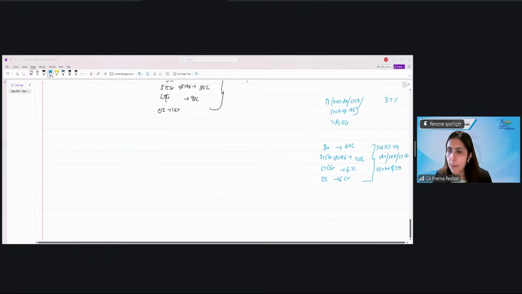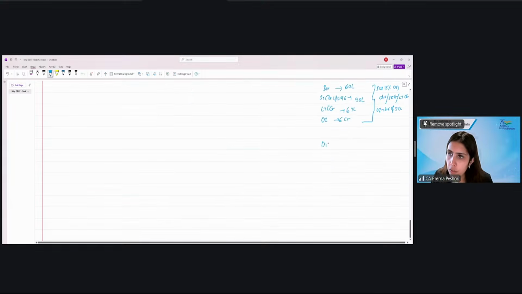Let us take one more example for this. Let us say I have dividend of 55 lakh, STCG of 60 lakh, and LTCG of, let's say, 77 lakhs.